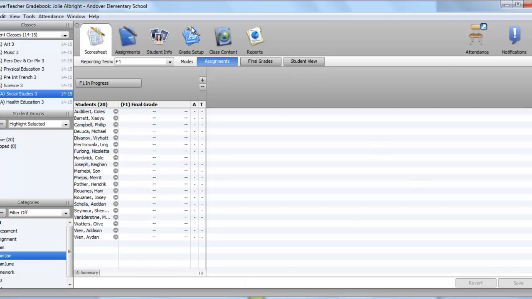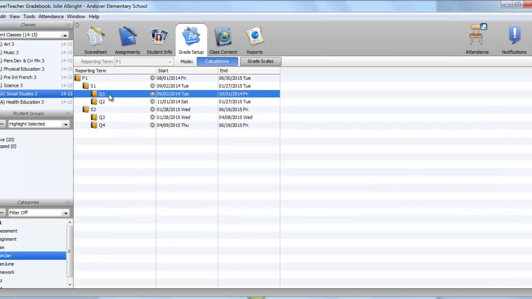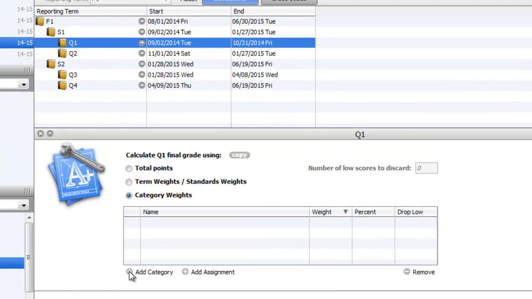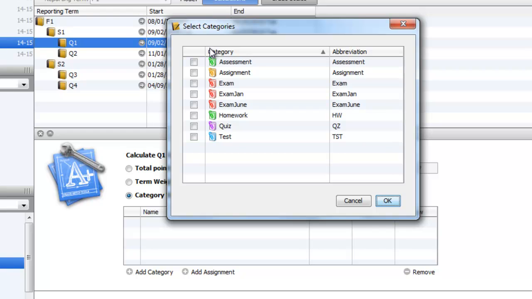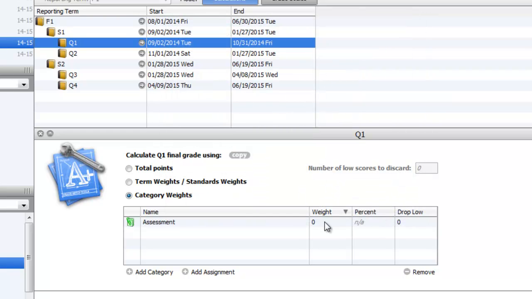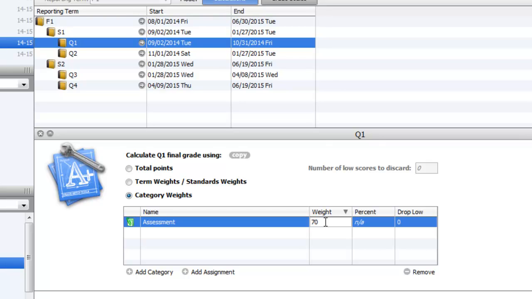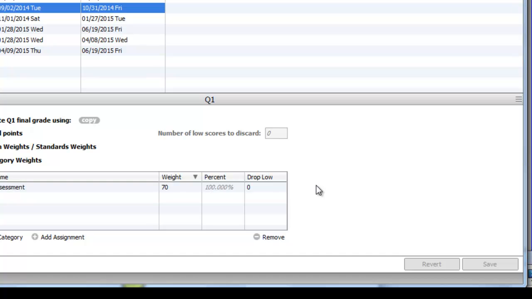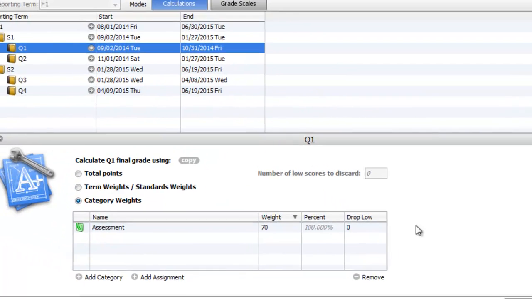So in Gradebook, I would go to Grade Setup, and I always start with Q1, and I'm going to change this to category weights, even though we're using total points as a means to calculate the mark. I'm going to add that assessment category, which is 70% of the mark. So I'm going to give it a weight of 70 and hit save. Now all your assessments would go in that category.